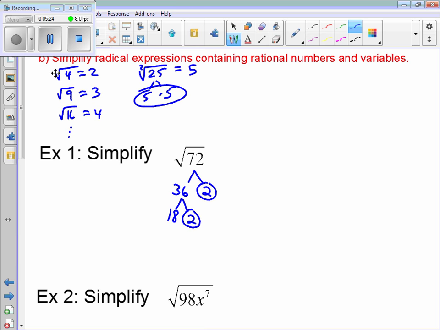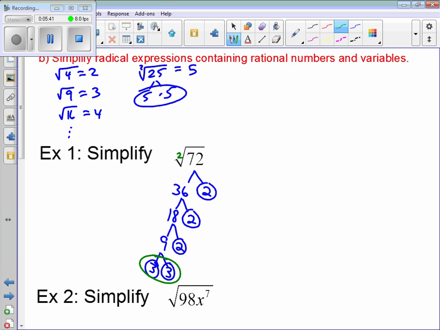9 and 2. 3 and 3. I always circle my prime numbers. You don't have to, but it usually keeps things a little straighter. This is a square root, so I need pairs of 2. So I have a pair of 3s.